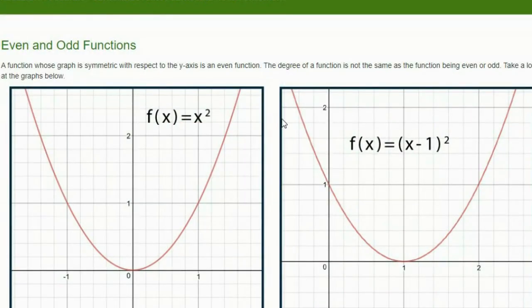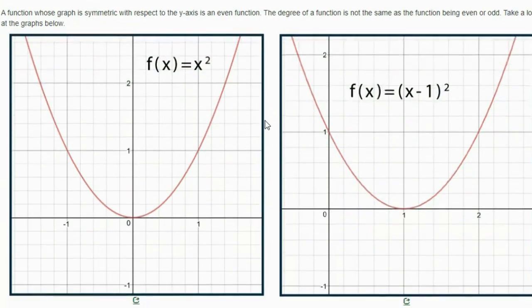Page 3. All right, even and odd functions. So we're going to talk about symmetry. A function whose graph is symmetric with the y-axis is an even function. All right. Now, I'm not talking about necessarily the degree of it being odd or even, the exponent. I'm talking about it. We call it something called an even function. The degree is not the same thing.